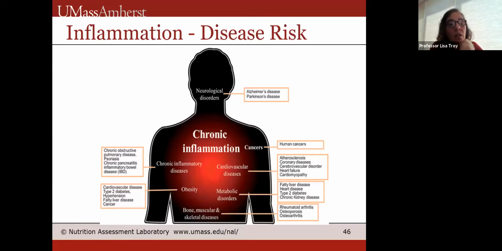And this slide just closes it out by saying that inflammation affects all parts of our body, and depending on what you want to look at, there is probably a role of inflammation within those.